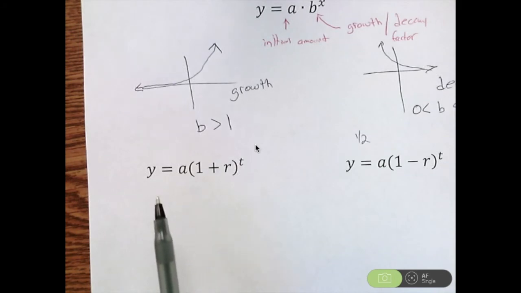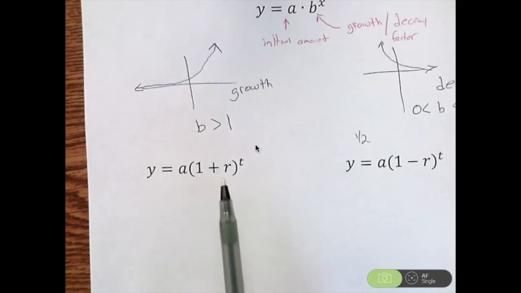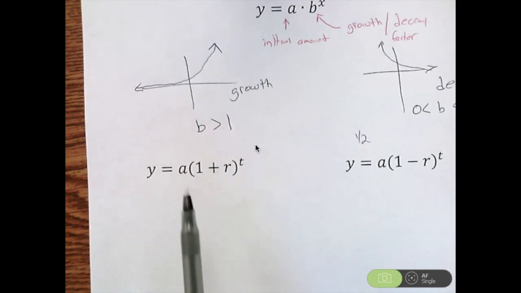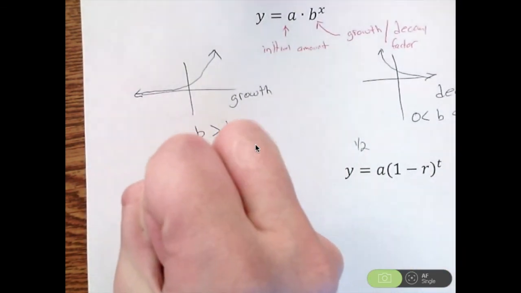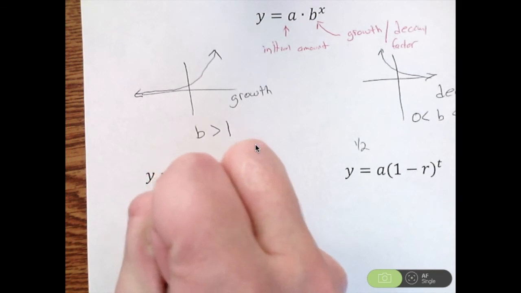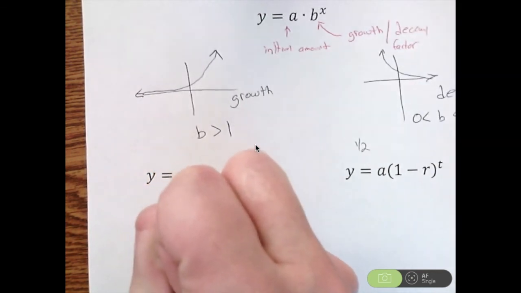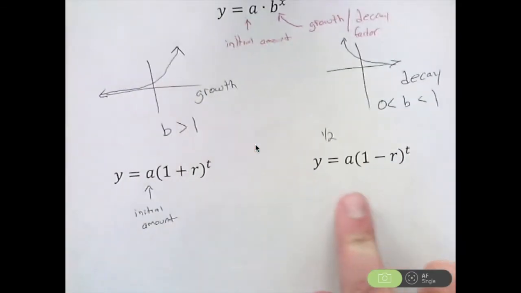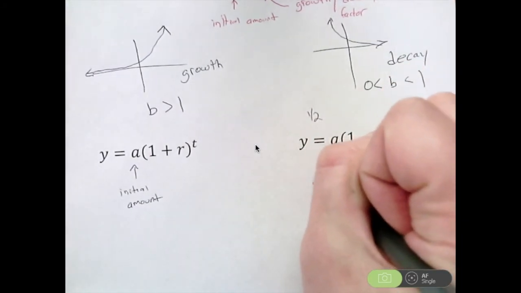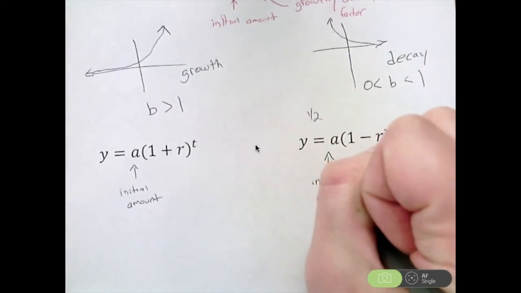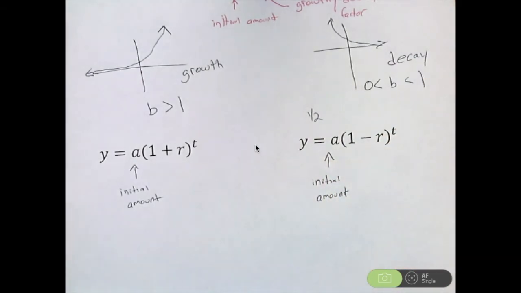The other two equations we have y equals a times 1 plus r to the t. Very similar to the first equation, a is still going to be your initial amount. That is going to stay the same, and that's going to stay the same for this one over here. A is still our initial amount. And that is always whatever you start with, you begin with.